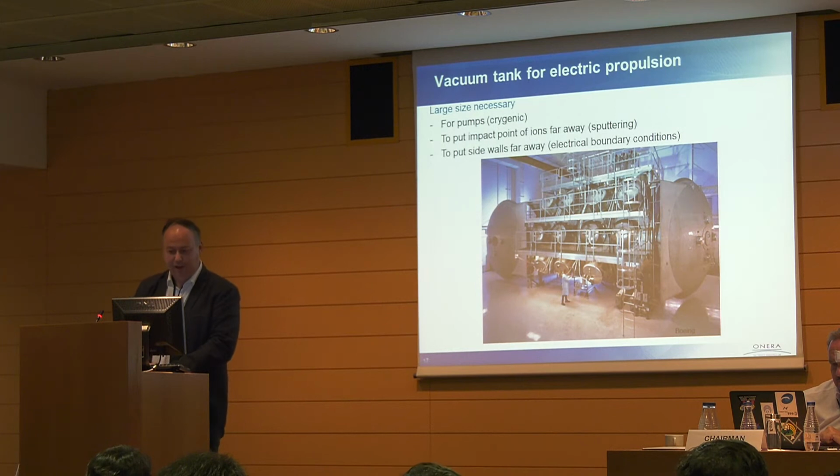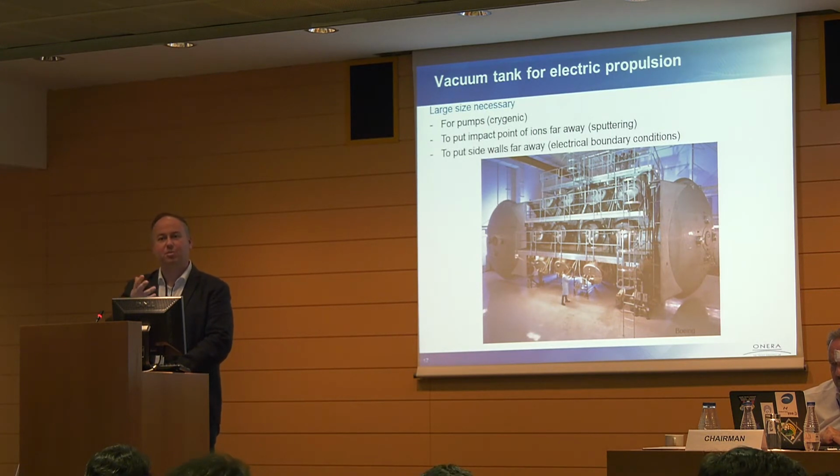This is an example. This is the Boeing vacuum chamber, where you have lots of pumps. So all those small round things are cryo pumps. This is to give you an idea of what a big vacuum chamber for electric propulsion looks like.